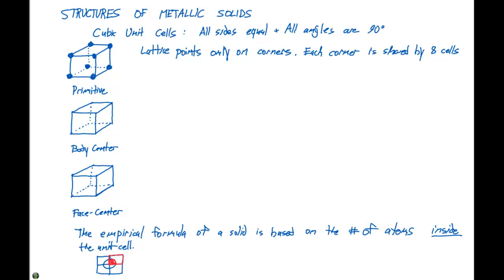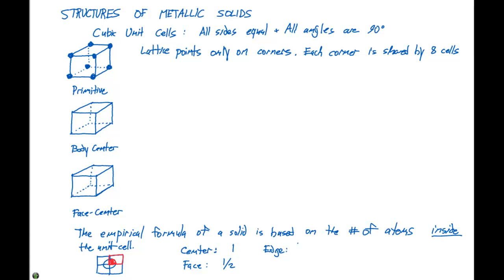Okay, so if we're on a center, the fraction of the atom contained in the unit cell is going to be 1 because it's inside this particular cube. Okay, if we're on a face, only half of that atom is contained inside the unit cell. If we're on an edge, only 1/4 of the atom is in the unit cell. And if we're on a corner, 1/8 of that atom is going to be inside the unit cell.